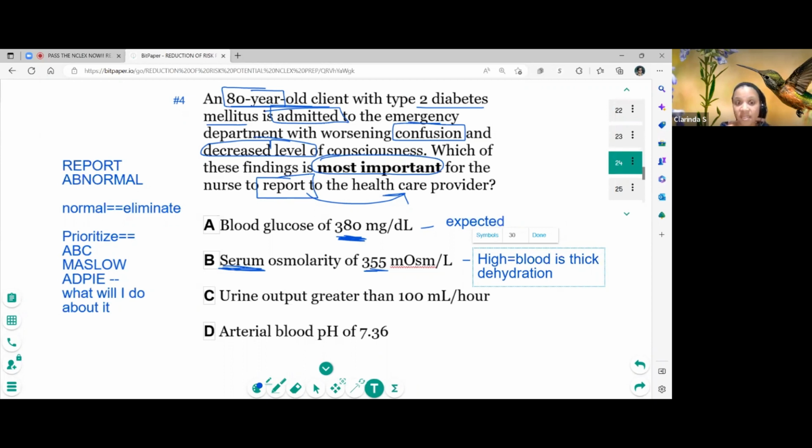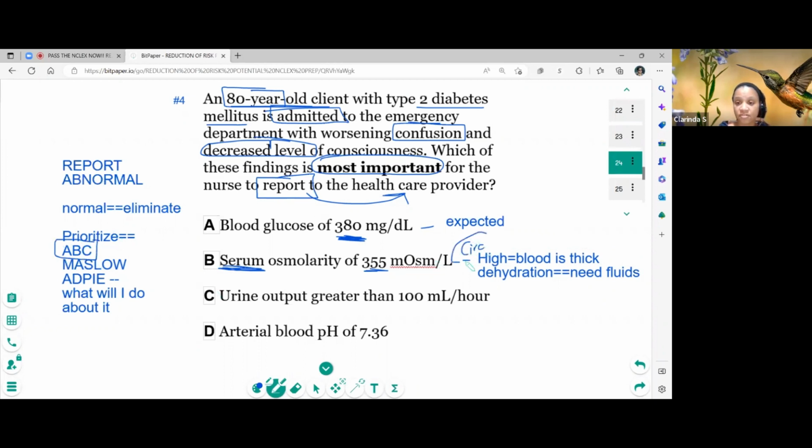So their blood is like thick molasses. It's got the sugar, and if you don't thin it out, it's very thick and it's going to be very concentrated. So blood is thick. That means they're dehydrated, and that would tell me that they need fluid. If they're dehydrated, they need fluid. All right, so that does give me an ABC priority. This is circulation.